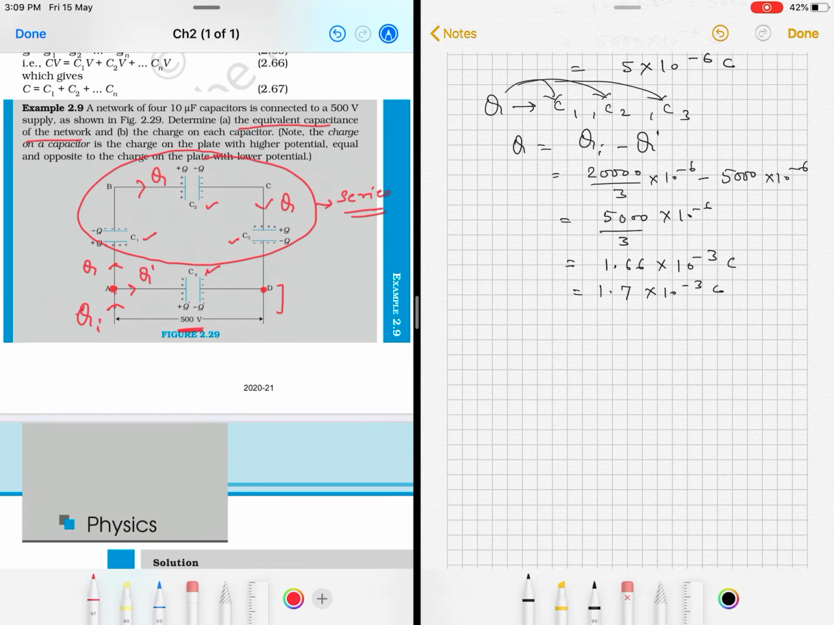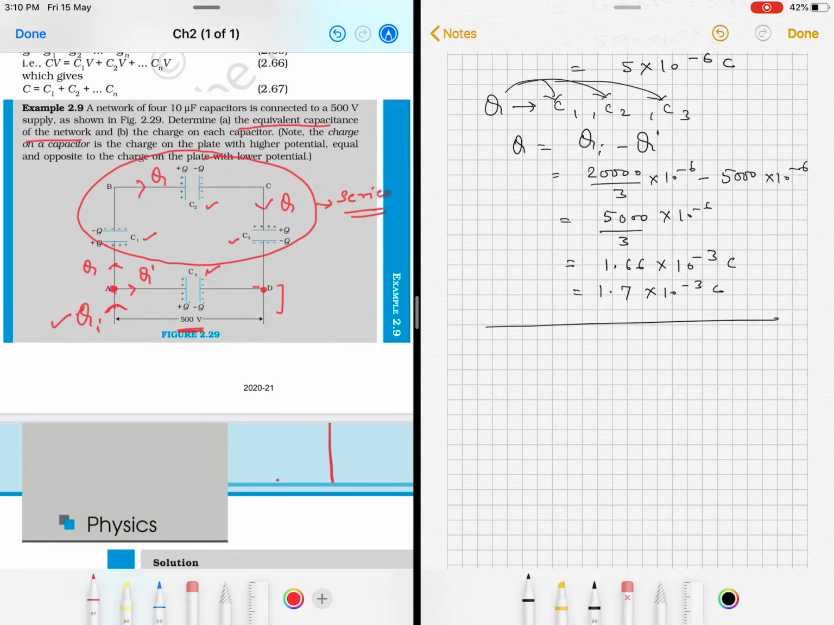Again, think the charge flows; at this point A, there is a distribution of charge. Q dash flows to the arm AD and Q flows to arm AB. Because C1, C2 and C3 are connected in series, charges are same. So first we calculated the net capacitance of these three, C1, C2 and C3, and with this net capacitance C4 is in parallel, so we find the net capacitance. So this was the example number 2.9.